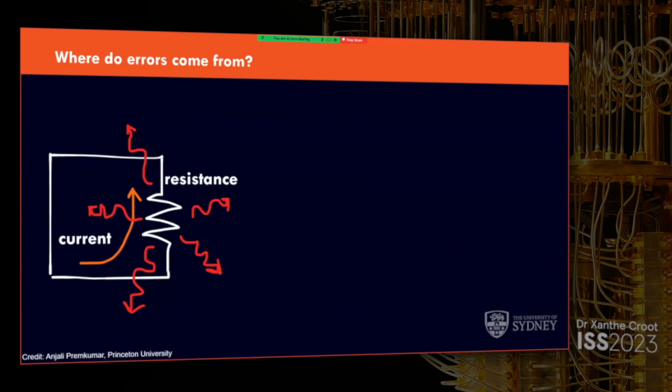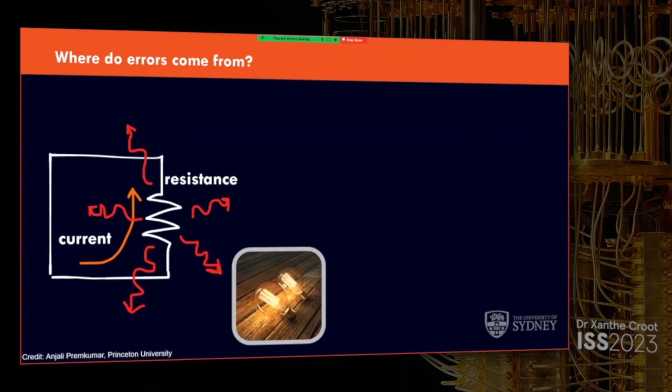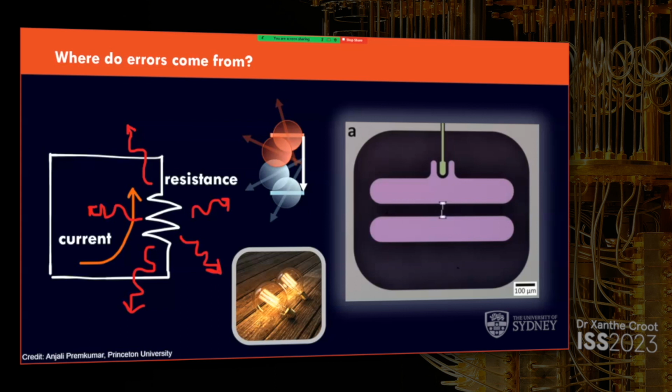So where do these errors come from? They come from things like the resistance of a circuit, which basically radiates its quantum information away. What does that resistance look like in one of these circuits? I built the whole thing, I made it superconducting, so why does it have any resistance?